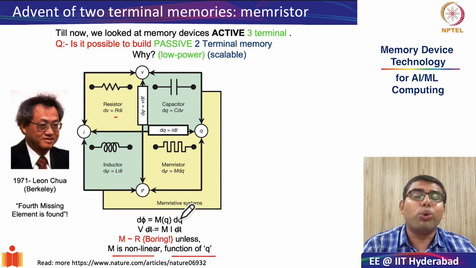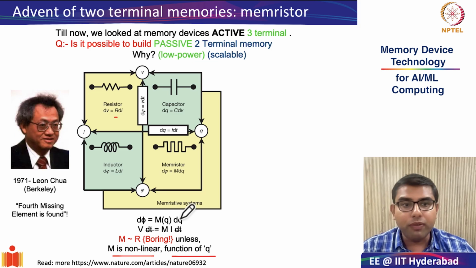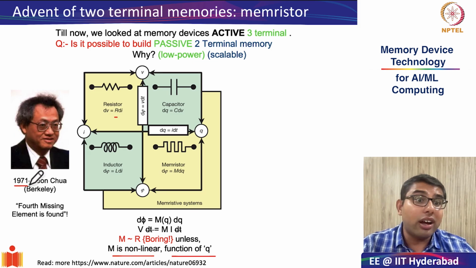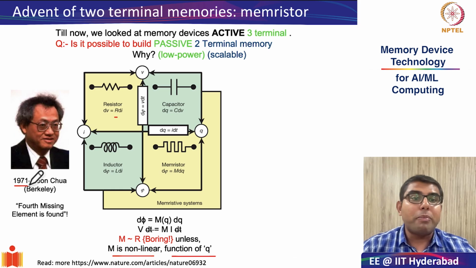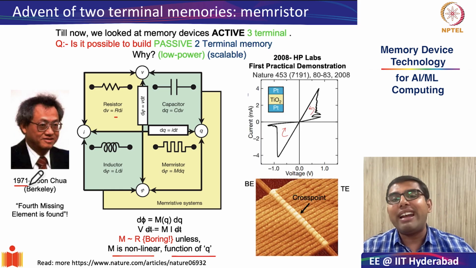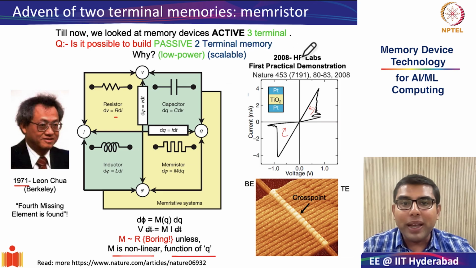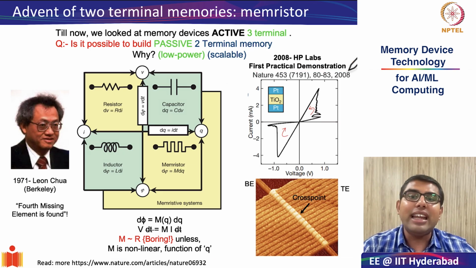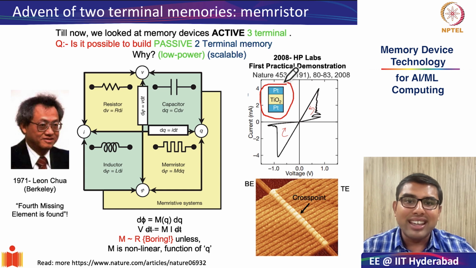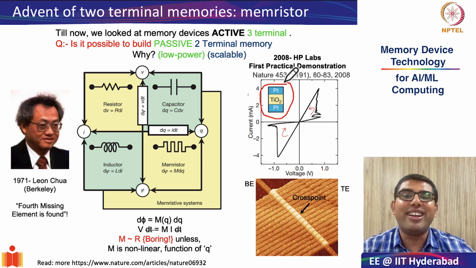But just to complete our historical perspective, although the first theoretical prediction for the memristor was made in 1971, only in 2008 at HP labs was the first practical demonstration shown, by Stanley Williams' group. So here we see that a memristor is exactly what we want it to be. It is a practical two-terminal device.